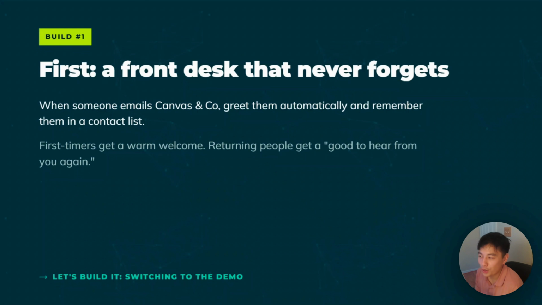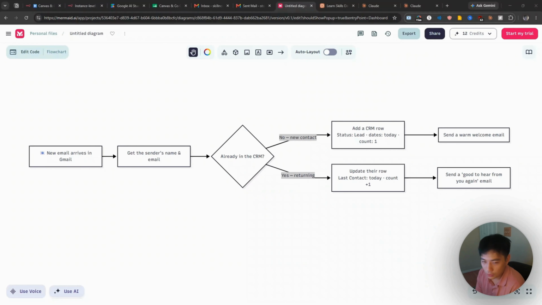Okay, so we're going to be working on our first workflow. And so what's going to happen is that whenever somebody emails Canvas & Co., it's going to check them against our contact list or our CRM sheet, and it's going to see whether or not this person is new or existing. If the person is new, they're going to get a warm welcome email, and they're also going to be added into our contact list. If there's somebody that is a returning person, then we're going to just simply give them a message like, good to hear from you again, right? So we're going to be able to logically change those messages depending on if this person is new or existing already.